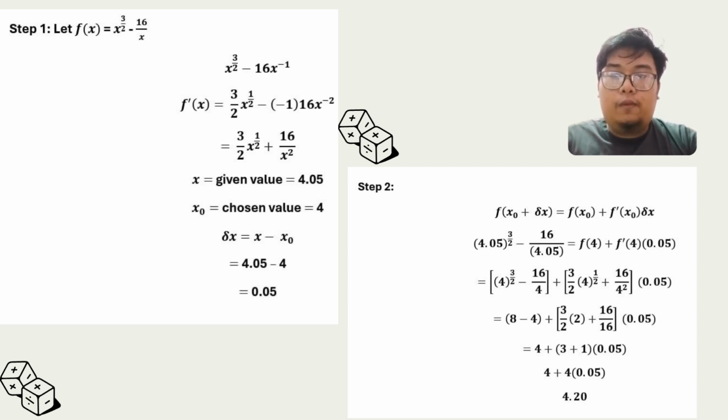However, before we start our differentiation, we need to get rid of the fraction at 16 over x. After we do so, we'll have 16x to the power of negative 1. Now, we have our unknown, which is x. We can finally start differentiation, and with that, we'll have our answer, which is 3 over 2x to the power of 1 over 2 plus 16 over x to the power of 2.